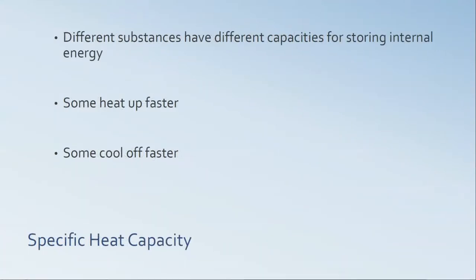If we look at different substances, we notice that some substances or materials can store more internal energy or less internal energy than other substances. And some heat up faster, get hot faster, and some cool off faster. And we call this capacity of substances to store internal energy its specific heat capacity.